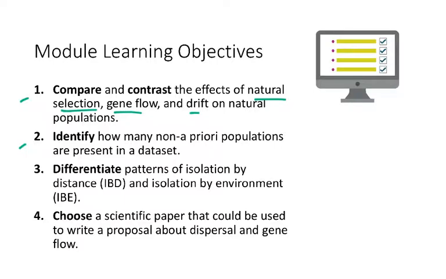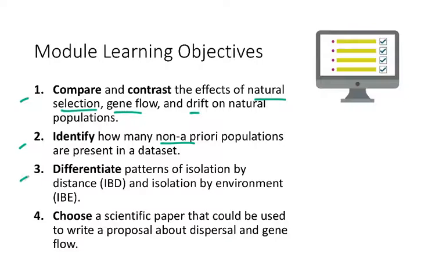You will be able to identify how many non-a priori populations are present in a data set. I'll explain what non-a priori means, but basically it's where we're not using any prior assumptions or prior knowledge. We're letting the data tell us how many populations are present.